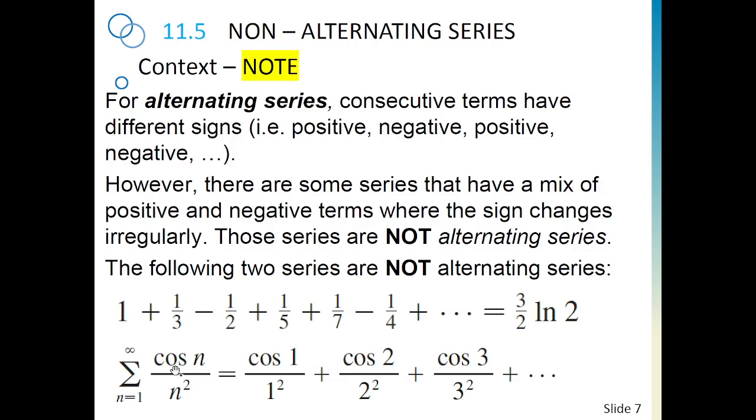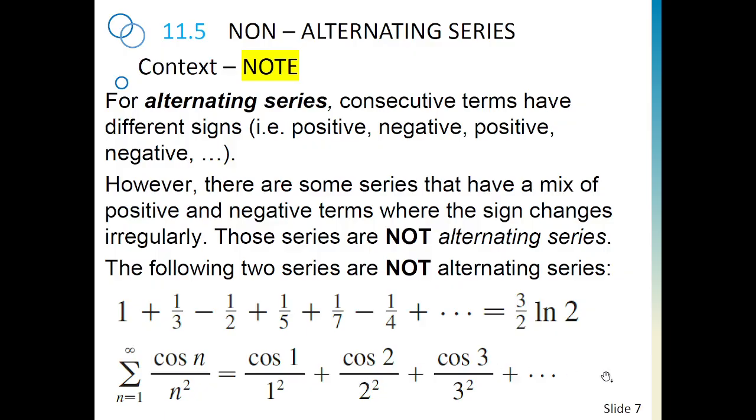Another example here is cosine or sine n divided by n squared, for instance. Cosine will change signs. It will be sometimes positive, sometimes negative, but irregularly. It's not going to be after each consecutive term. So this series is not alternating. It's important to realize that some series do change sign each term one after the other, so those are alternating. And some other series do have positive and negative terms, but the change is not systematic, one after the other. So this is not alternating.